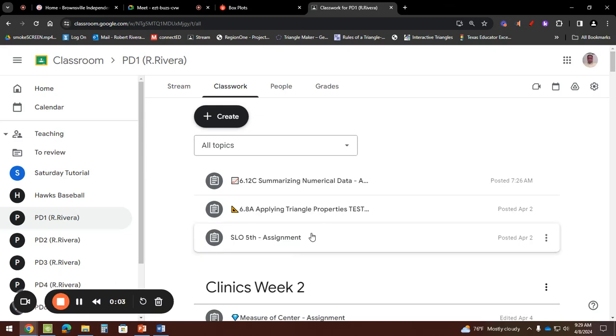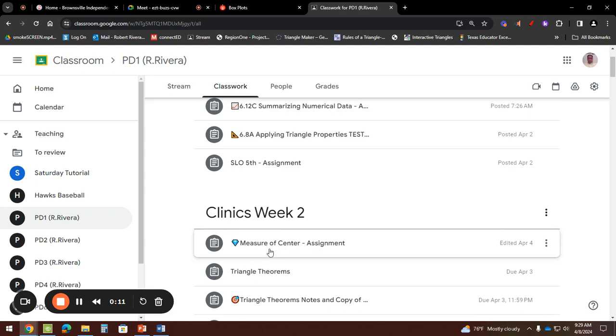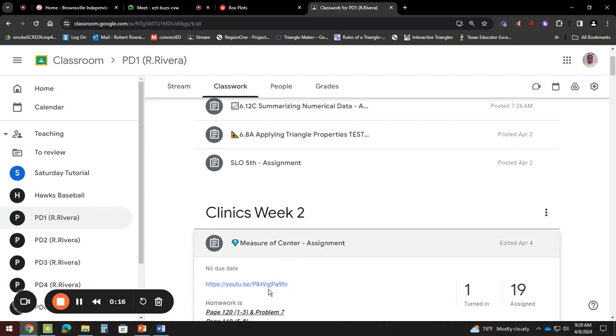Okay, boys and girls, today we're going to be working on summarizing numerical data, which is box plots, median, range, mode, mean, which we already talked about last time with the measure of center. Okay, there is a video there in case you're all lost or you're confused.